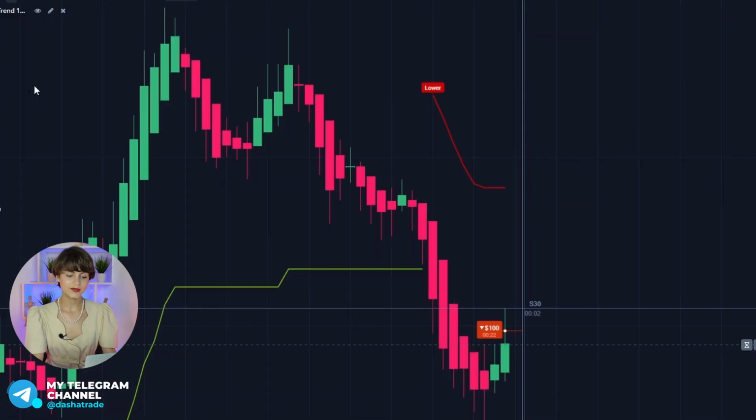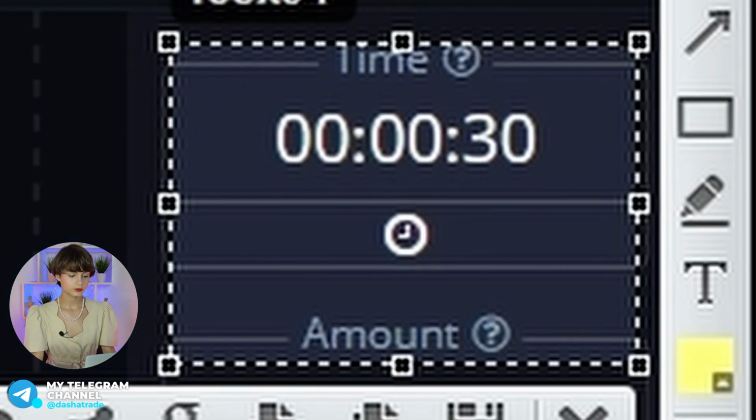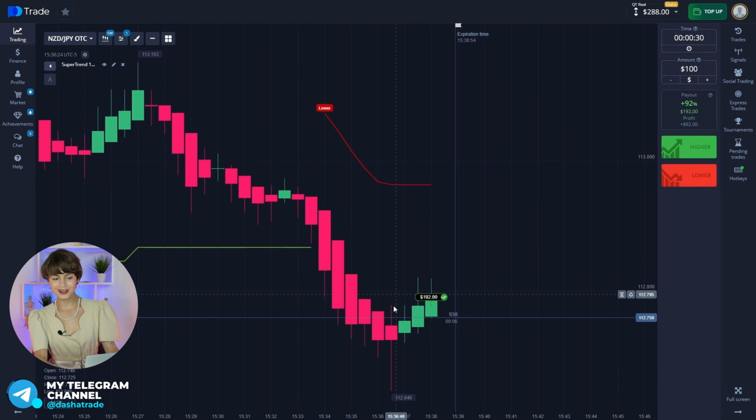Let's analyze the time frame. I have a 30 seconds time frame set. One candle is being formed for 30 seconds. And I follow the rule that the time of one deal must match the time of one candle. It must be equal to this time. Thus, the time of my deal is 30 seconds. By the way, our deal is closed at a profit.